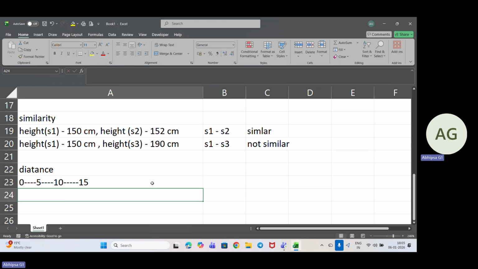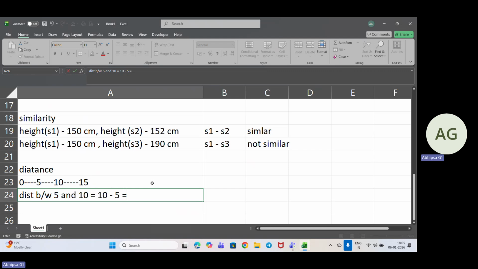So the distance between 5 and 10. Right? What we will be doing is simply subtracting 10 minus 5. That would give us the result as 5, right? So the distance between 5 and 10 is coming down to 5. So a smaller distance signifies more similarity. The bigger the distance, the lesser the similarity we will be getting.